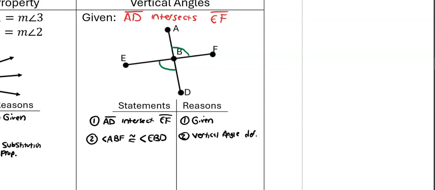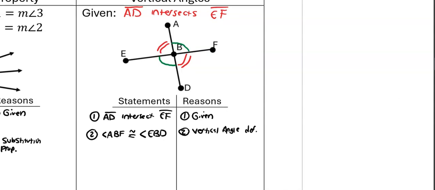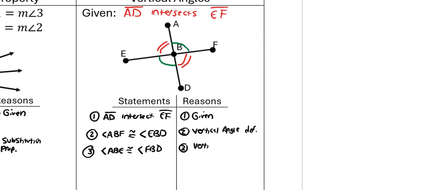Now, if some of you looked at this and said, but wait a second, couldn't I say these two red angles are congruent? The answer to that is also yes. We could have alternatively written angle ABE is congruent to angle FBD, and once again, that is for the same vertical angle definition reason. Do you have to write both of these down whenever you see vertical angles appear? No. You're only going to write down what you need to help you get to your objective.